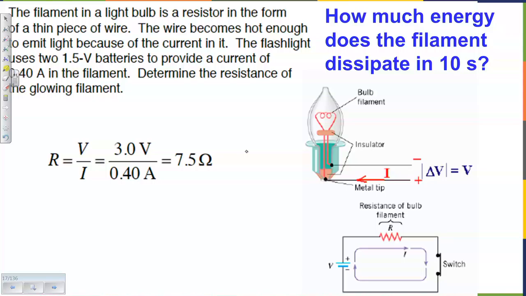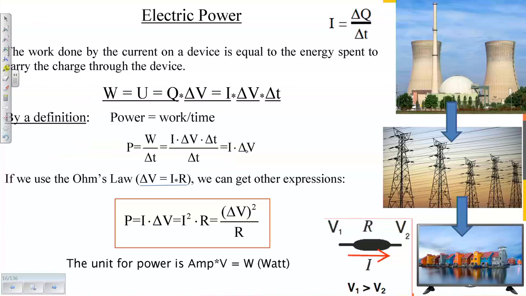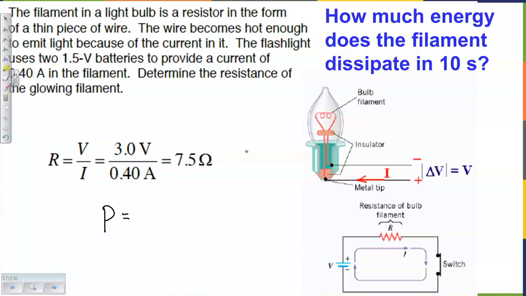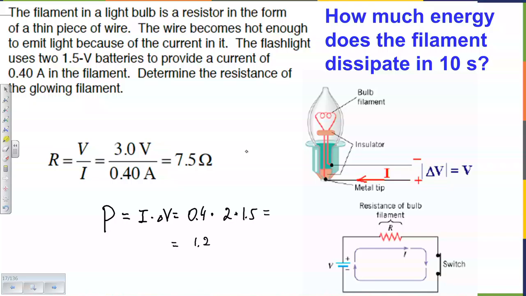And now we can solve this problem. How much energy does the filament dissipate in 10 seconds? Well, electric power. So in this problem, we know all variables. We know voltage, we know current, and we know resistance. So it doesn't really matter what equation we want to use: first, second, third, the result will be the same. So the fastest is just, electric current is 0.4, and as we know, we have two batteries, so that's going to be the power 1.2. A unit of power is watts.